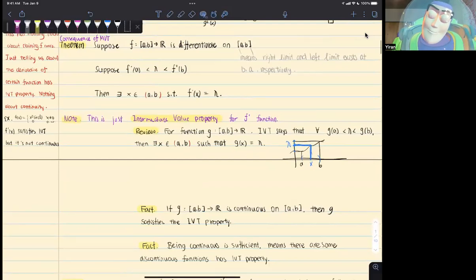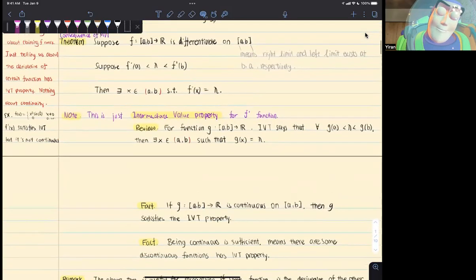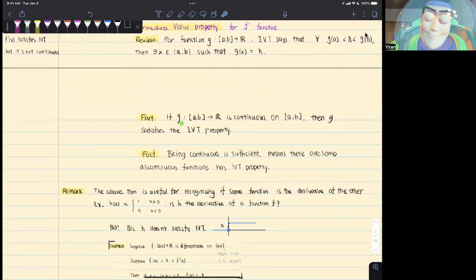And what we learned previously in 140A, the first sequence of the three-sequence real analysis series, talks about the intermediate value theorem. So what is well known is that if a function is continuous, then g must have the intermediate value property. Notice that I want to emphasize here that continuity is a sufficient condition for the IVT property. It is not a necessary condition.